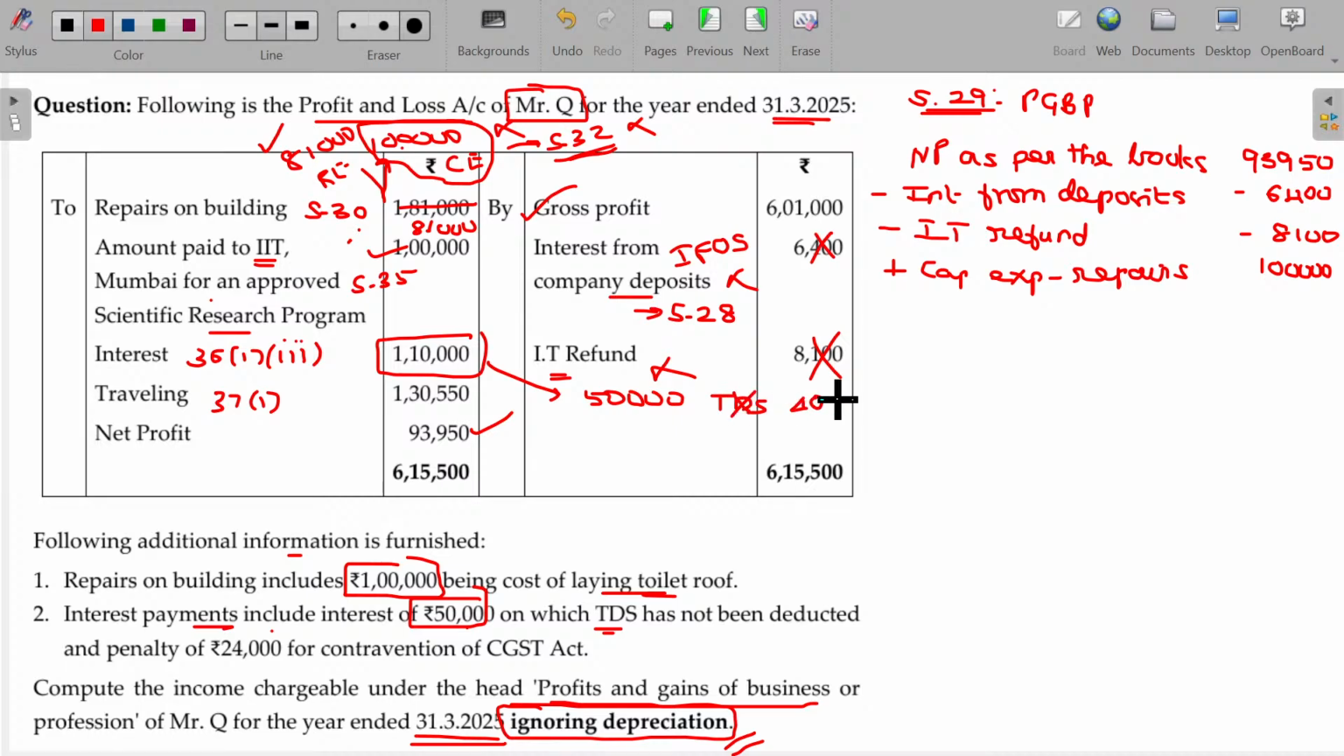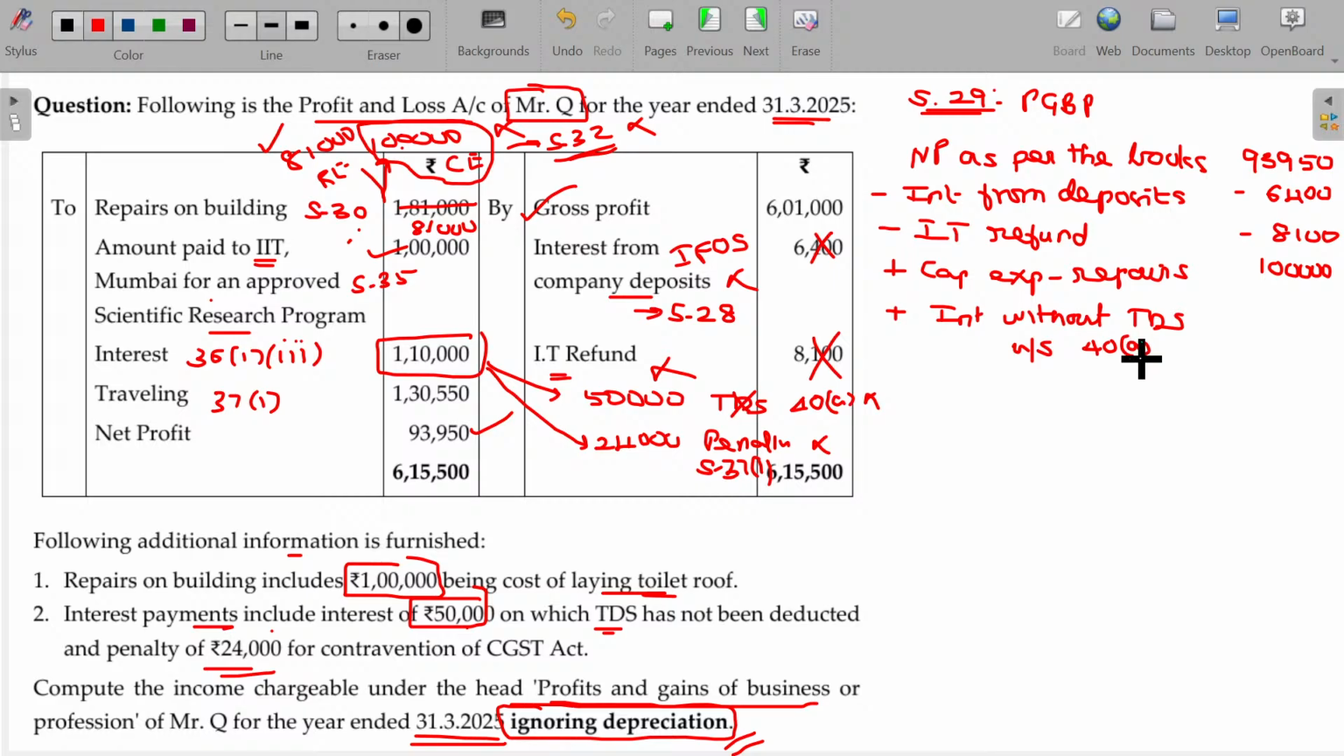TDS missing means as per section 40 clause A, it is disallowed. And penalty 24,000 for contravention of CGST, and another 24 under section 37 clause 1. Am I right? So because of these reasons, these two are disallowed. If you remove that, the profit will increase. Interest without TDS is disallowed under section 40A clause what? 1 or 1A? 1A maybe, because the interest is paid to a resident.